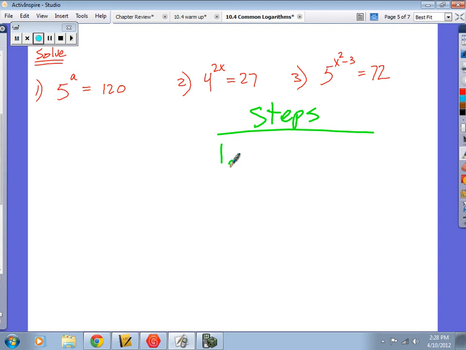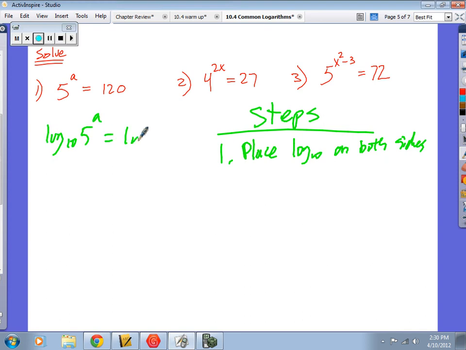Okay, look at number 1. I want to know this. 5 raised to what power is 120? Okay, first move. Put log in base 10 on both sides. So number 1, you're going to have log in base 10 of 5 to the a equals log in base 10 of 120.